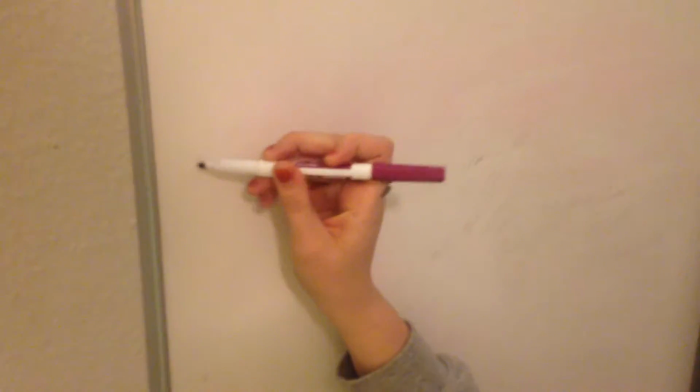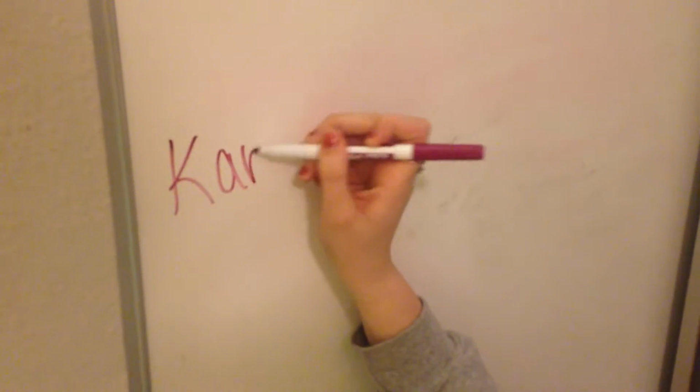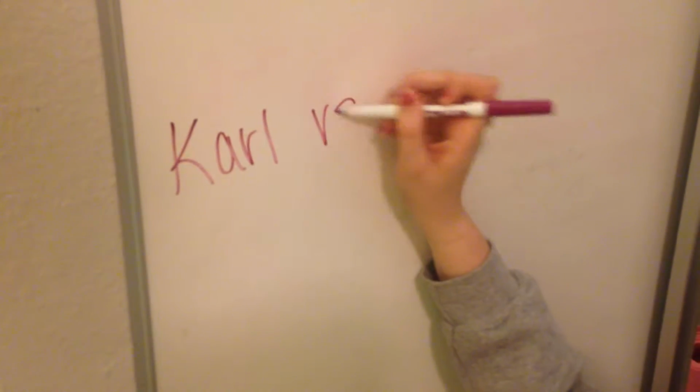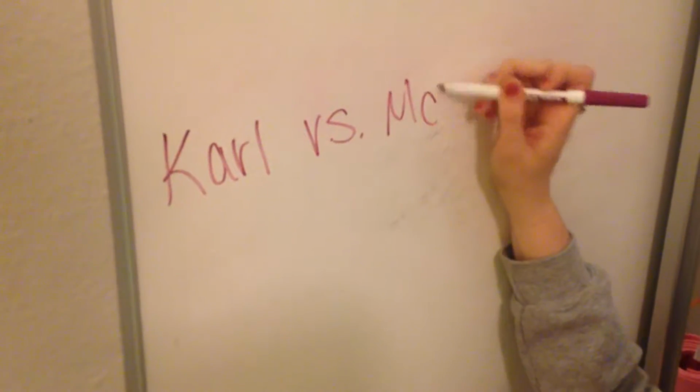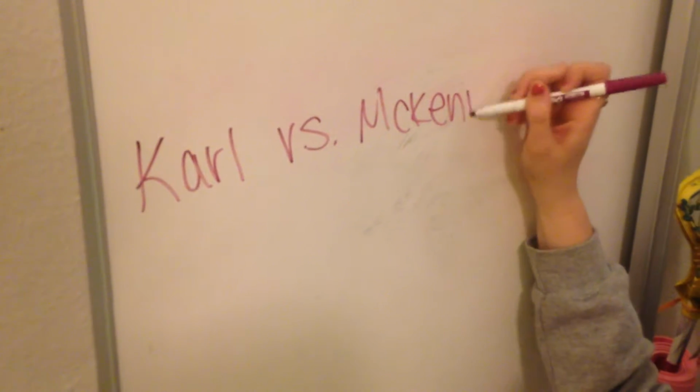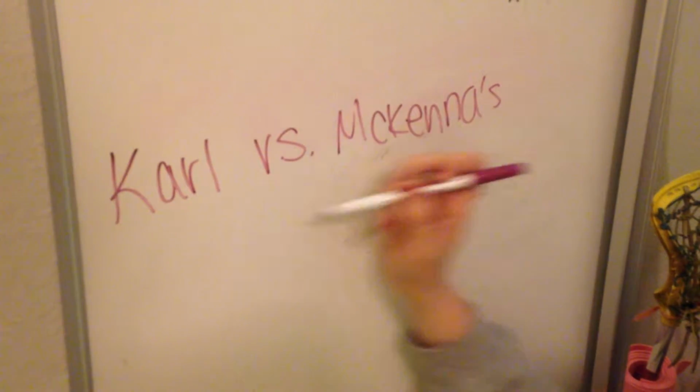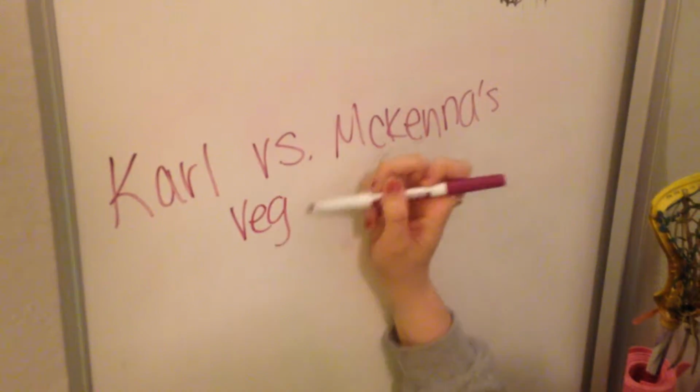Today I will be comparing Karl and Mckenna's gardens to see which garden has the larger area and how much larger it is. I will be using an area model and matching up to determine which one is greater. So we're looking at Karl versus Mckenna's vegetable gardens.